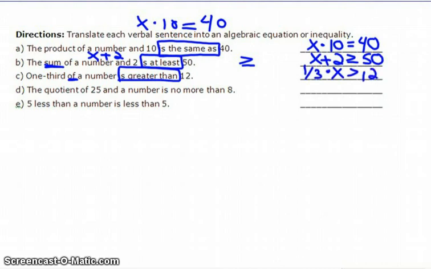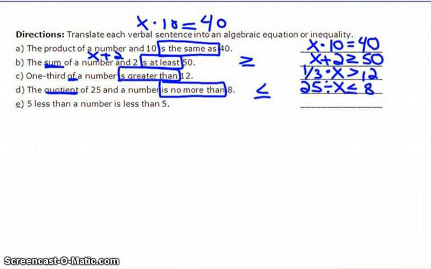Here, the quotient of 25 and a number is no more than 8. The quotient, so that means divide, of 25 and a number is no more than 8. Is no more than, if you go back to our list, is less than or equal to. So I'm taking 25 divided by a number is no more than, so less than or equal to, 8.